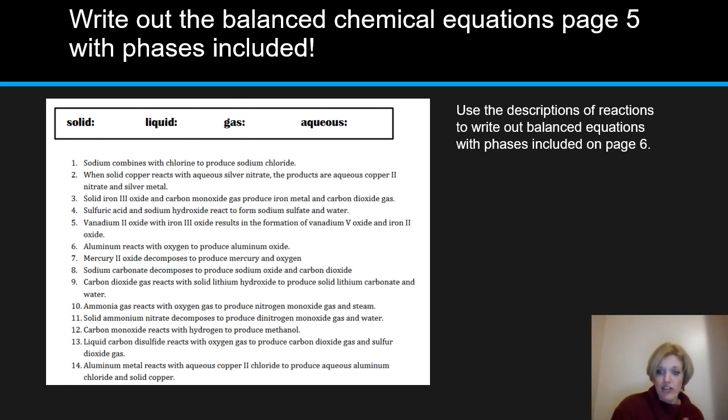So in total, grade 10s, you need to do the chemical formulas on page 3, the equations on page 3, the equations on page 4, the equations on page 5. And then the last thing on page 5 are these descriptions, and they need to be written out as balanced chemical equations on page 6.